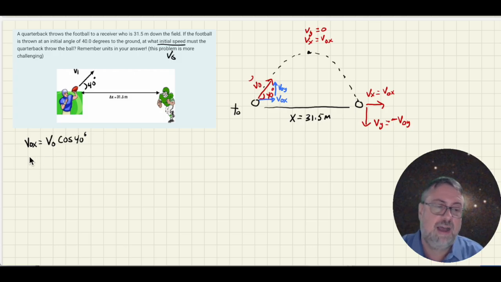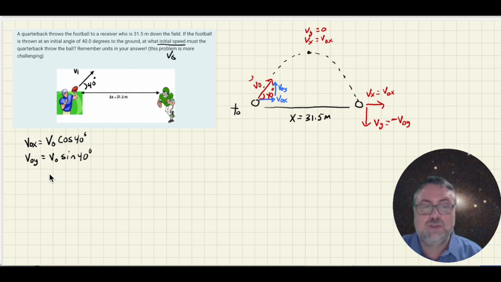I do not know v naught, but I know that v naught y is going to be equal to v naught times the sine of 40 degrees. And again, I do not know what v naught is, but I know it has to obey that expression. So now let's look at where the receiver catches the ball. I know that vy is minus v naught y, so I can write the equation for vy.